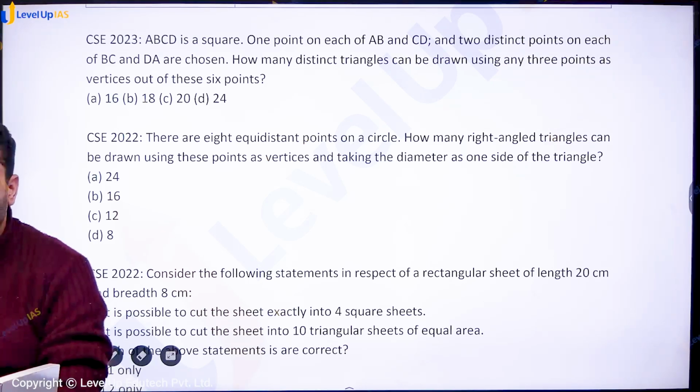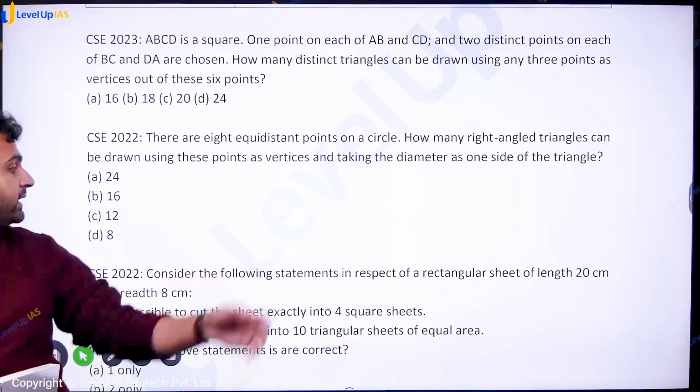Ashwini, which question's answer are you giving? Yes, that is 20, that is correct. 6 choose 3, 20 was the answer of that question. Now solve CSC 2022. Next question, the question with 8 equidistant points.